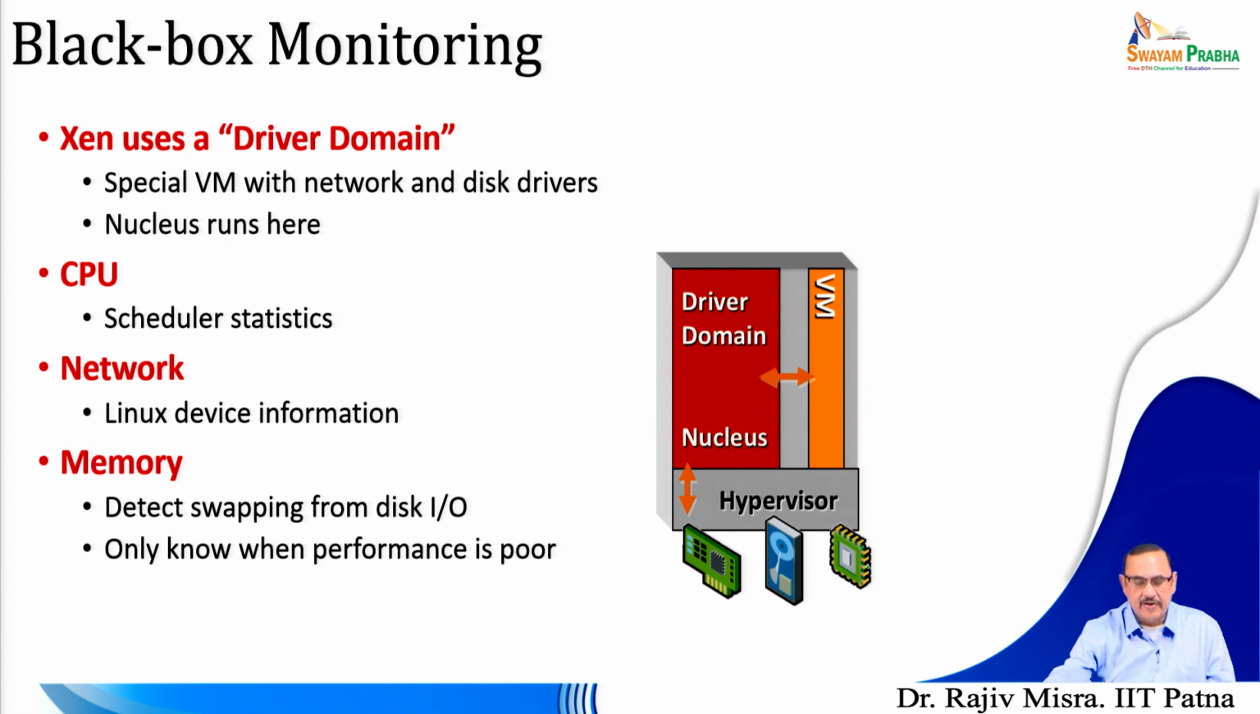So, black box monitoring says that, for example, Xen uses the driver domain, a special virtual machine with the network and the drivers, and the nucleus runs over here. For the CPU, it will collect the scheduler statistics. For the network, it will collect the Linux device information. And for the memory, it will get the swapping from disk IO, and only know when the performance is poor.